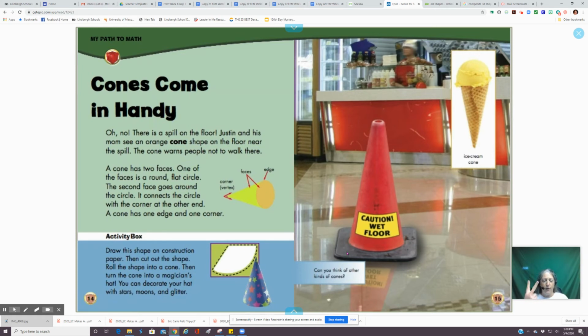A cone has 2 faces. One of the faces is a round flat circle, just like the cylinder has on the bottom. The second face goes around the circle. It connects the circle with the cone at the other end. A cone has 1 edge and 1 corner. So the edge is just down there on the bottom, but the corner is that little tiny piece at the top. So there's another drawing activity to cut out a cone. I'm going to just email that to you. So here's 2 examples of cones.